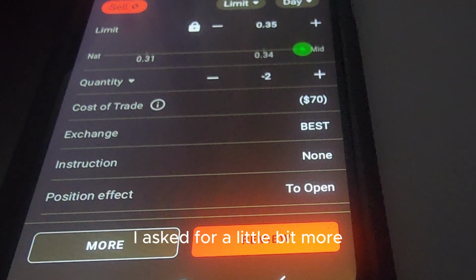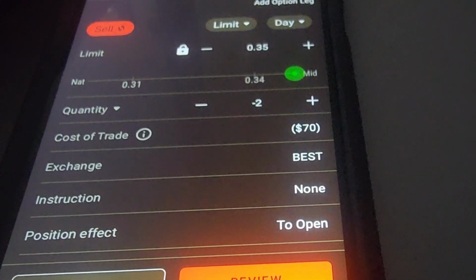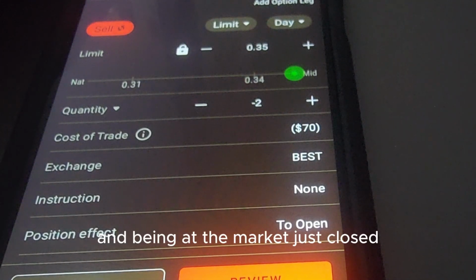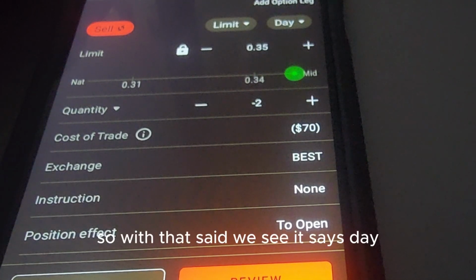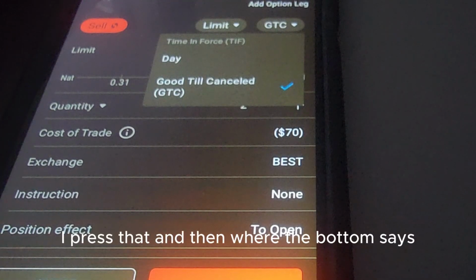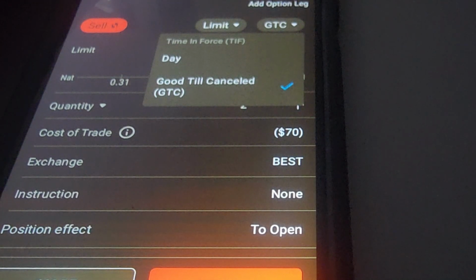I asked for a little bit more. I asked for 35, as you can see in the limit price there. And being that the market just closed, I'm not going to get this order filled, at least not today anyway. So with that said, where you see it says day, I press that, and then where the bottom says good to cancel GTC, I'm going to hit that.